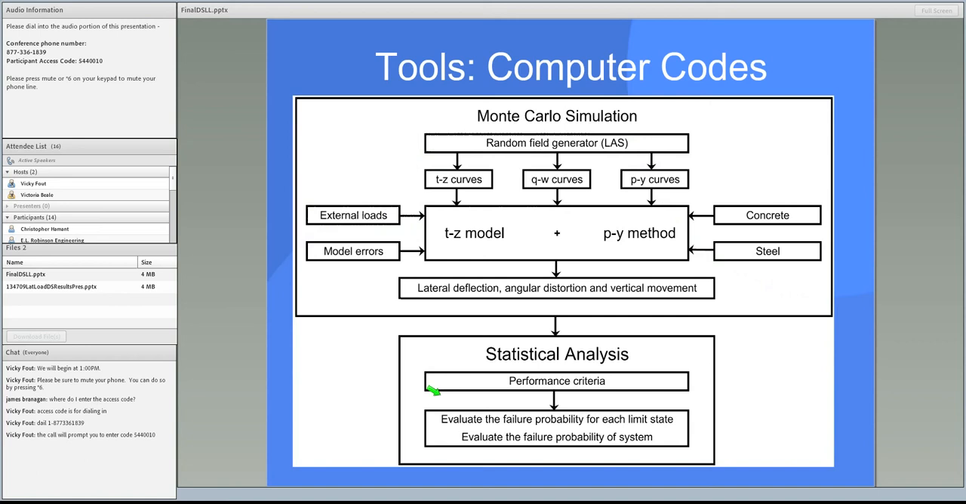And what we are doing is different from the LFD. In LFD, you lump all kinds of uncertainty into a resistance factor, but here we separate all the variability and consider them differently. Different sources of uncertainty are treated differently, and this is how we accommodate the uncertainties in the design process. That's different from the LFD approach.